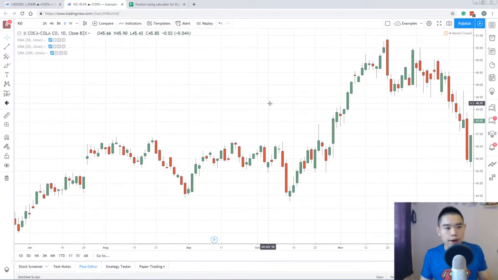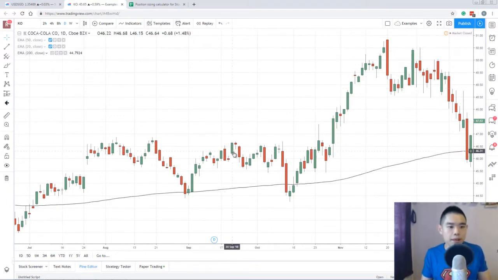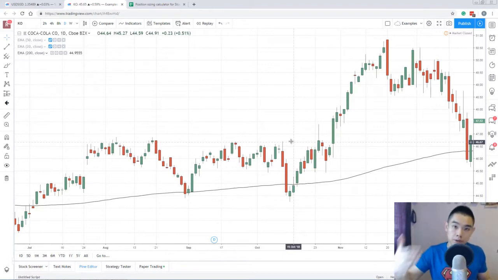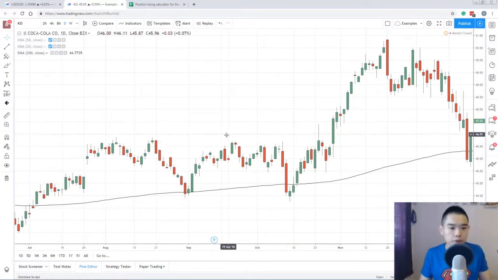So we look at Coca-Cola and we notice that this market is in an uptrend. Let me pull out the 200 MA and see whether the price is above it. As you know, we can define the long-term trend using the 200 MA. If the price is above the 200 MA, we want to be a buyer. If the price is below it, we want to be a seller, or at least just stay in cash. So in this case, Coca-Cola is above the 200 MA.